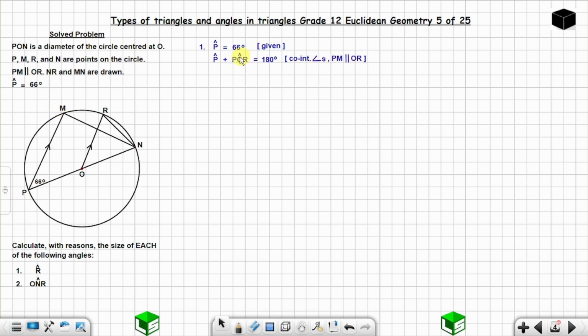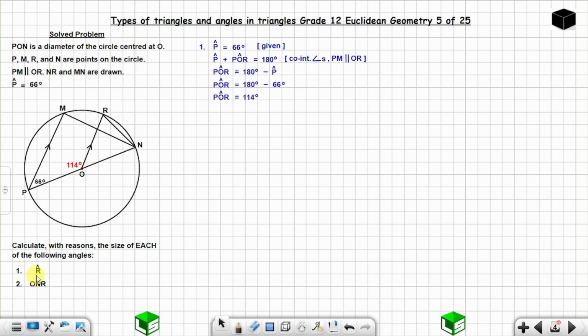So this angle is equal to 180 minus the angle P, when you take the angle P to the right. You are going to have this angle equal to 114 degrees. So POR is equal to 114 degrees.